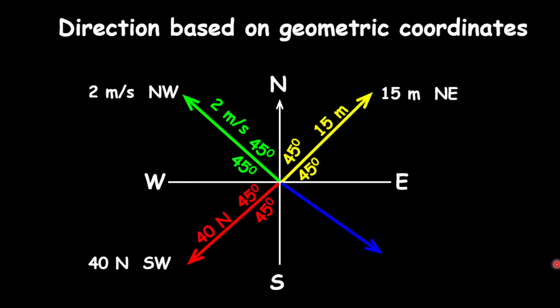If you have another example, you could say this one. Let's put the quantity, which is 15 kilogram meters per second, and we're going to state this as 15 kilogram meters per second southeast. All right, so that's for the geometric coordinates.